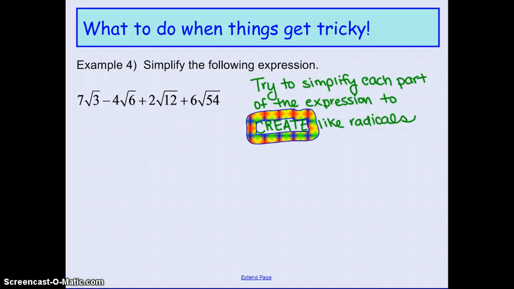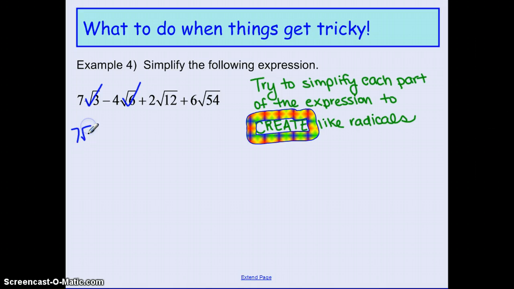So first of all, we look at the 7 radical 3. And radical 3 is not a radical that can be simplified. We know that. It's very simple. So I'm just going to check this one off. I'm not going to do anything to it. 4 radical 6. 6 is also not a radical that can be simplified. We know that there are no perfect square factors that we can take out. However, 2 radical 12, I see some potential.